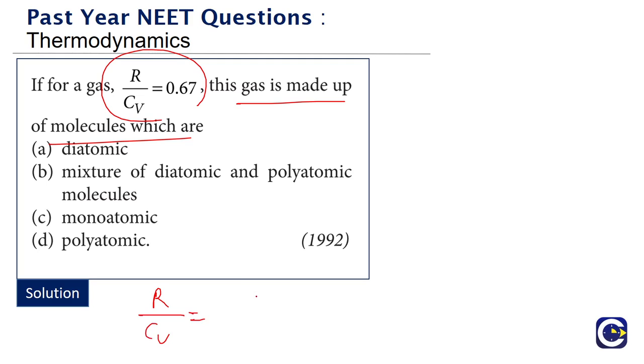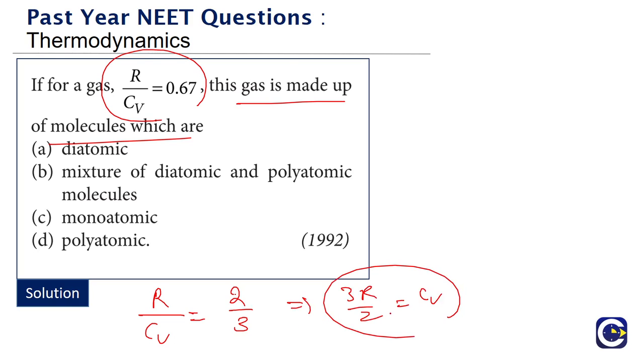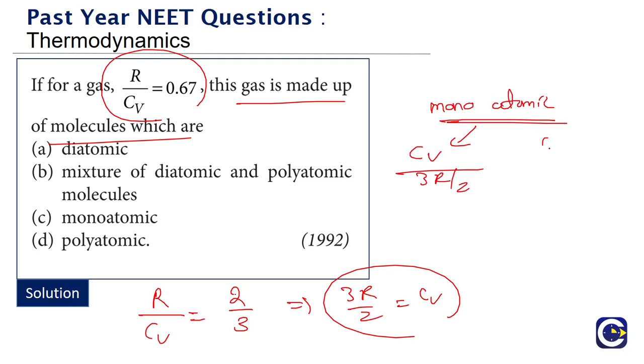0.67 can be written in terms of a fraction as approximately 2 by 3. Cross multiply: 3R by 2 is equal to CV. So CV is 3R by 2. If you remember, for a monoatomic gas, CV is 3R by 2 and CP is 5R by 2. If you remember these values, we can straight away conclude it's a monoatomic gas.